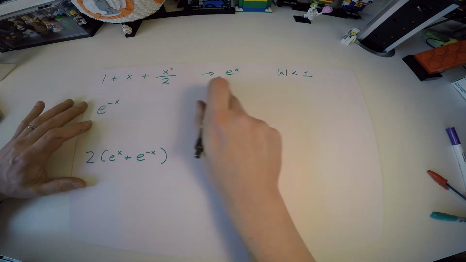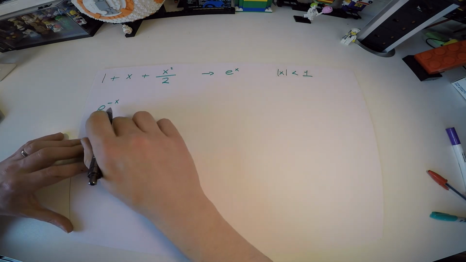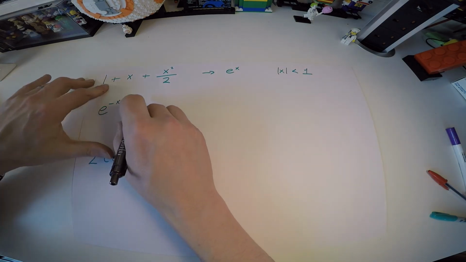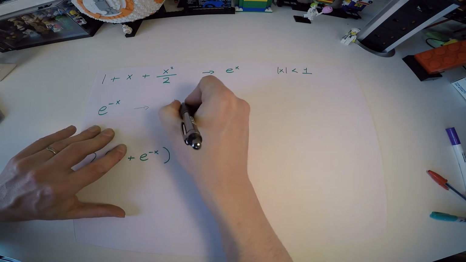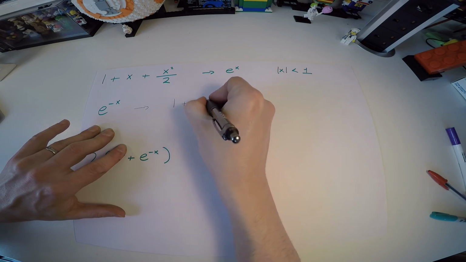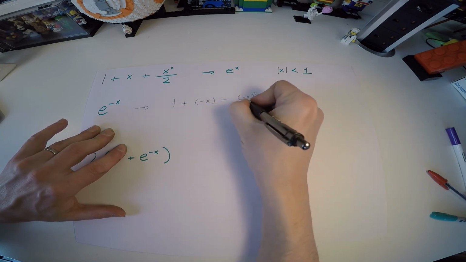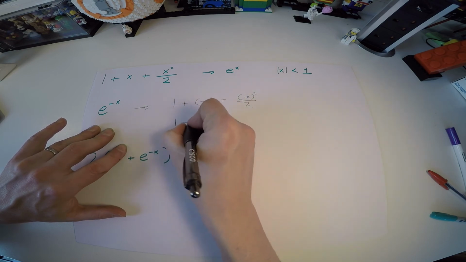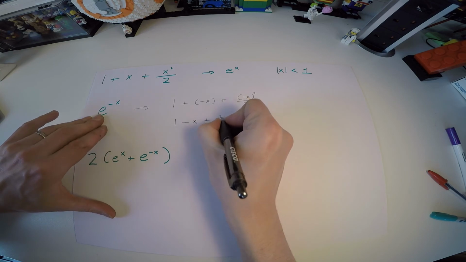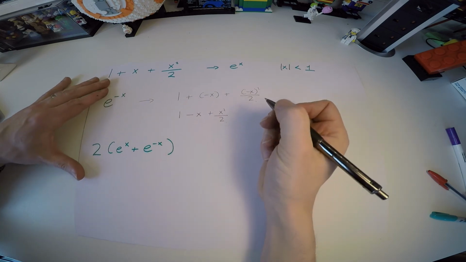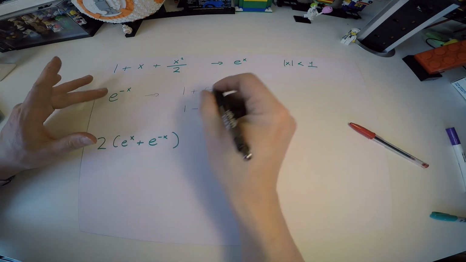So it says if this is an approximation here for an infinite series for e to the x, what about an expression for e to the minus x? Well, you're just literally replacing your x by minus x. So for this one, we're going to have 1 plus, and now we have a minus x, and now we have a plus, and we have a minus x squared over 2, which of course is 1 minus x plus x squared over 2, since minus x squared is a regular plus x squared.